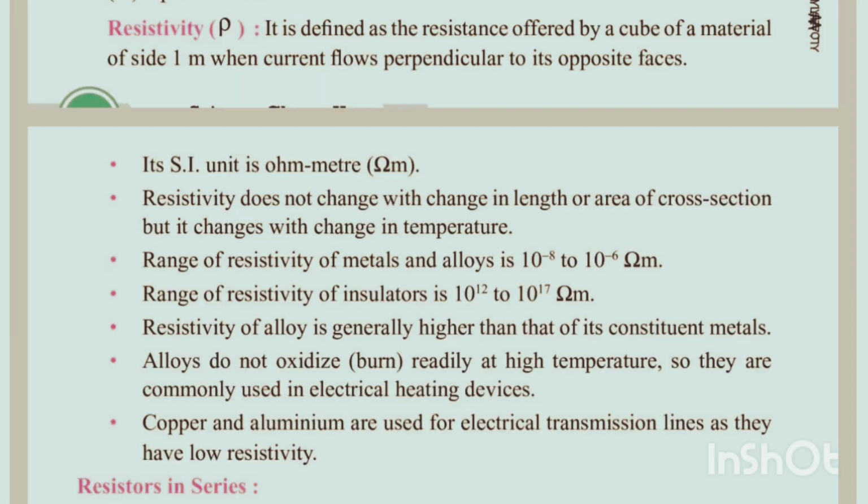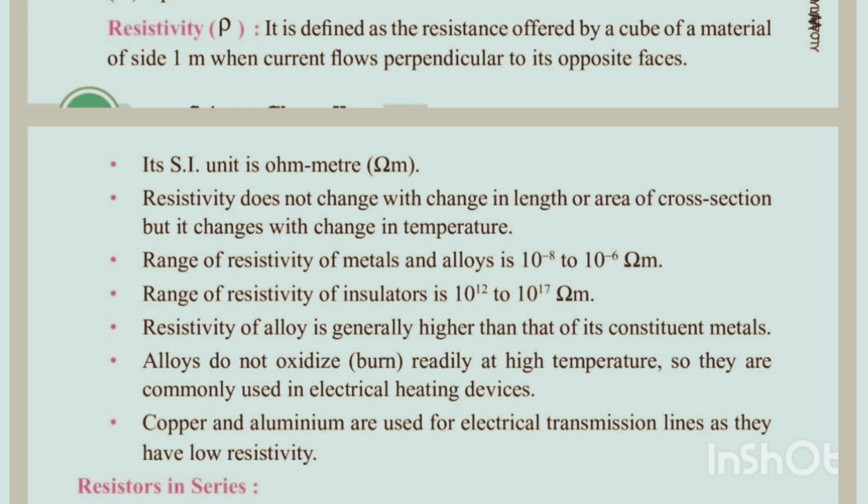Next we have resistivity. Resistivity is defined as the resistance offered by a cube of a material of side 1 meter when current flows perpendicular to the opposite faces. The SI unit is ohm meter. What is the SI unit of resistivity? The resistivity is ohm meter. We have some more important points: resistivity does not change with the change in length or area of cross section, but it changes with the change in temperature. This point you have to remember here.